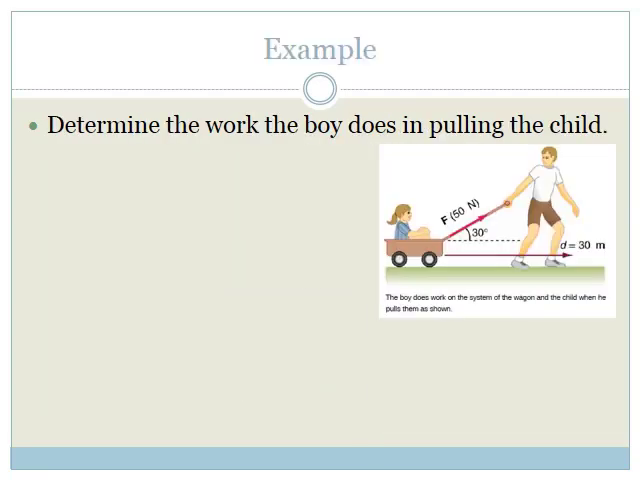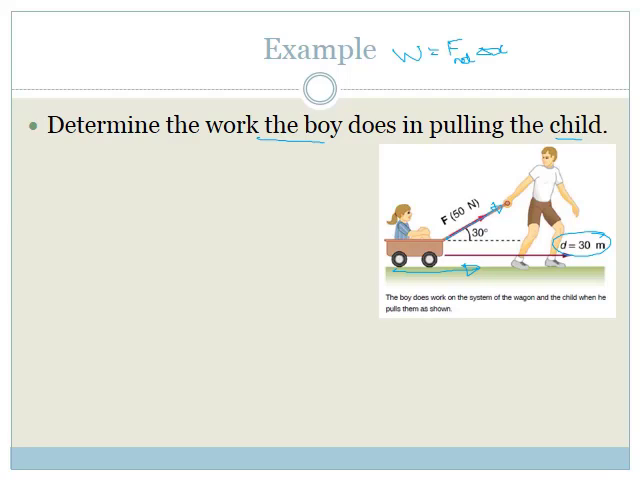So let's do an example. It says determine the work the boy does in pulling the child. You can see that the boy over here is pulling at an angle of 30 degrees and he's pulling a distance of 30 meters. And you can see the child is actually traveling in this direction. So if we had to do this nice and slowly, by definition, we know that work equals F net delta X. I know that the definition has a cos theta, and I want to show you where it comes from.